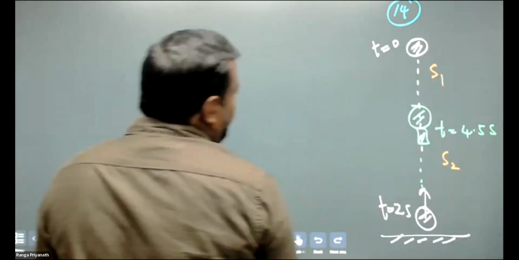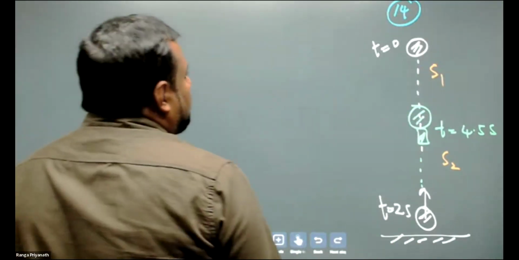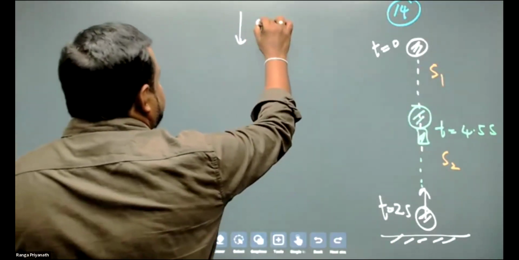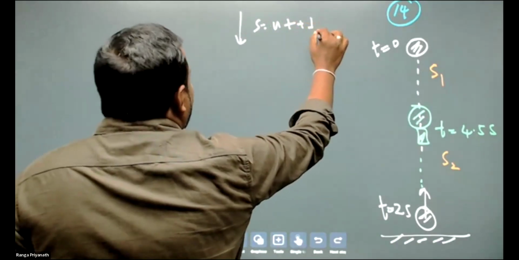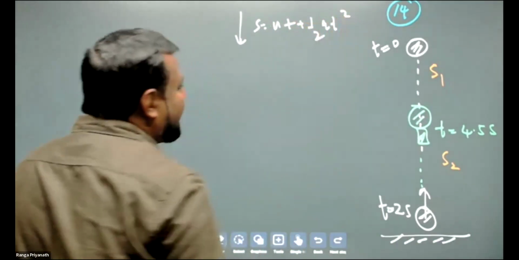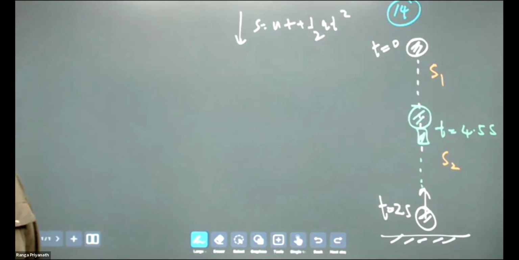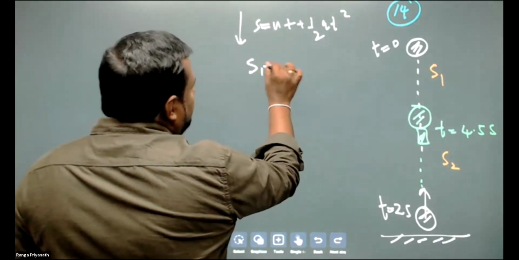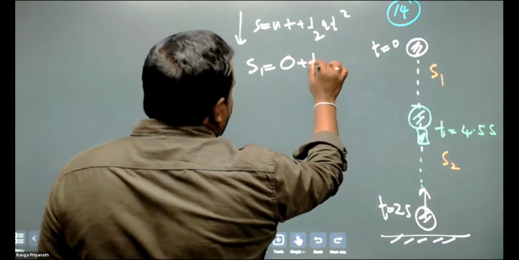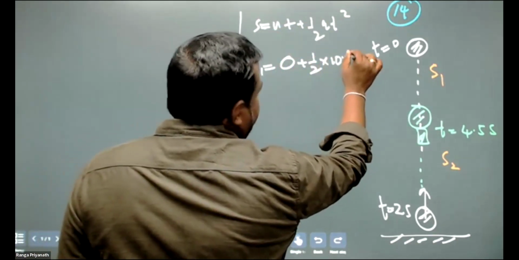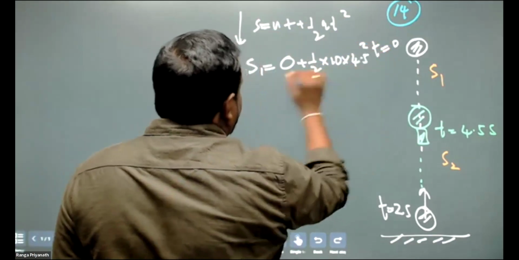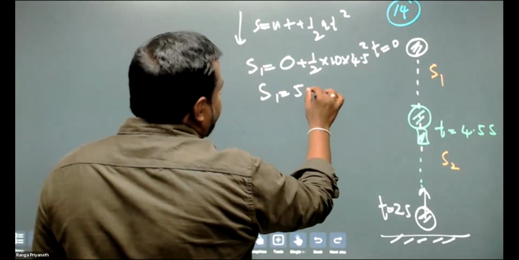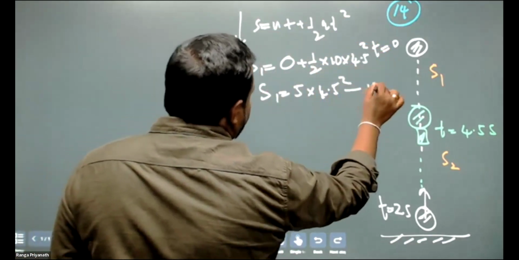From here to that point, the time we know, so we can apply the equation S equal ut plus half at squared. This is the linear motion equation. These are not difficult questions for you all. S1 started from rest, so half into 10 t squared, that is 4.5 squared. S1 is 5 into 4.5 squared, let's say number 1.